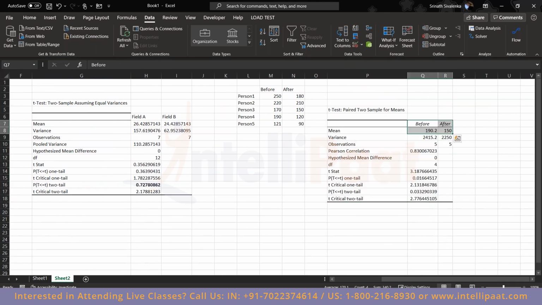This is before and after. The mean before is 190, the mean after is 150. The variance is almost similar. In this particular case, the observations are 5 and 5. The correlation is 0.83, some kind of correlation that has been computed. It's, again, a two-tailed test. So your p-value is 0.033 with an alpha of 0.05.